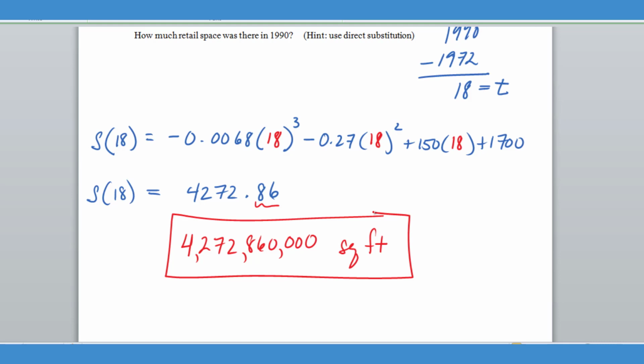So this is a good example of how we could use an application problem to have to evaluate polynomial functions. A little bit more going on than your normal plugging in values, but you have the skills to do this.